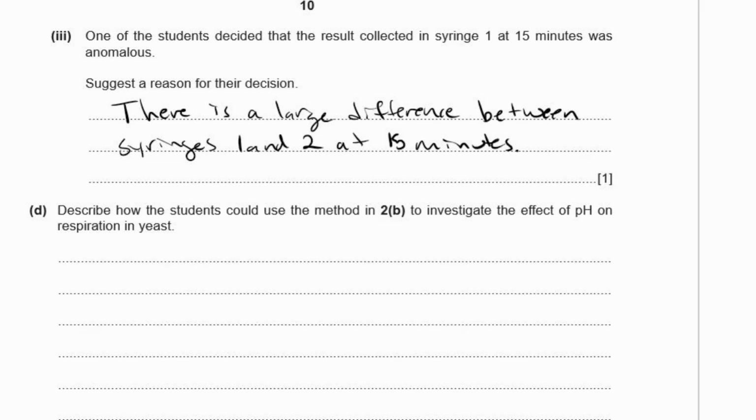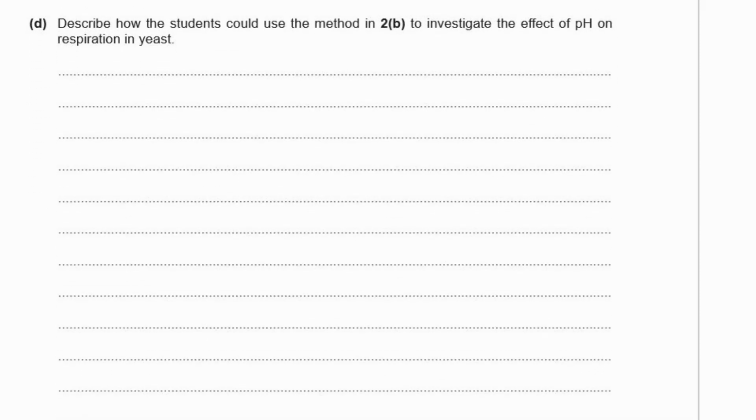All right, so finally, question D. Describe how the students could use the method in 2B to investigate the effect of pH on respiration in yeast. So this is an experimental design question. There's always an experimental design question. And in experiments, you need an independent variable. You need a dependent variable. You need some controls.